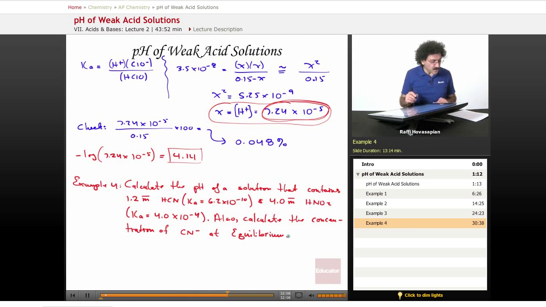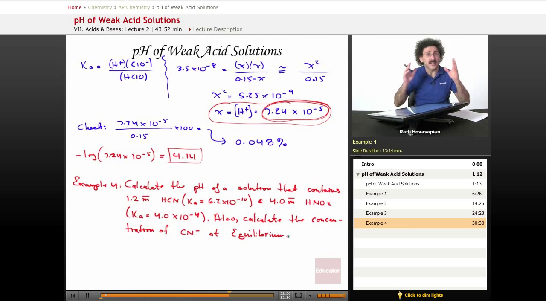Okay, so we want to find the pH. So we have a mixture. We have this certain amount of water. We drop in some 4 molar hydrogen nitrite or nitrous acid. We drop in 1.2 molar hydrocyanic acid. We want to know what the pH of the solution is, and we want to know what the concentration of the free cyanide ion is in that solution.